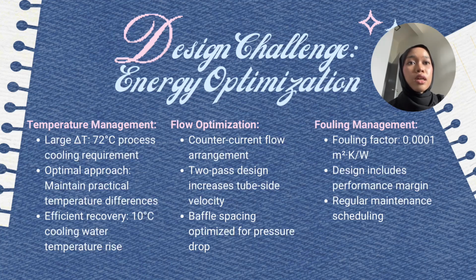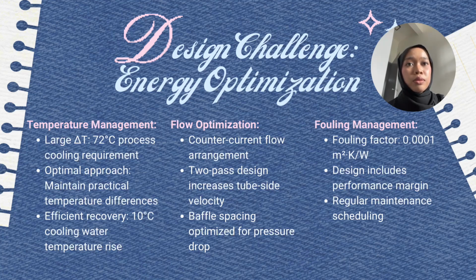The cooling water temperature increase is kept at around 10 degrees Celsius to ensure efficient heat removal while saving cooling water. So next is flow optimization. We use a counter-current flow arrangement because it improves heat transfer efficiency. A two-pass design is applied to increase fluid velocity inside the tubes, which helps enhance heat transfer. The baffle spacing is also adjusted to reduce pressure drop while maintaining good performance.